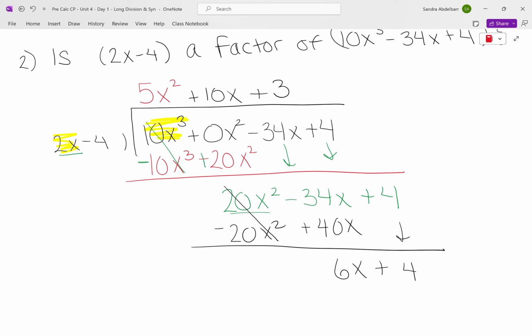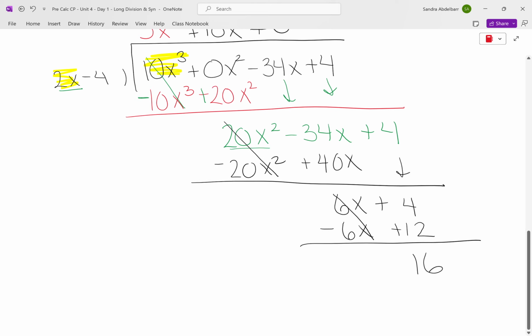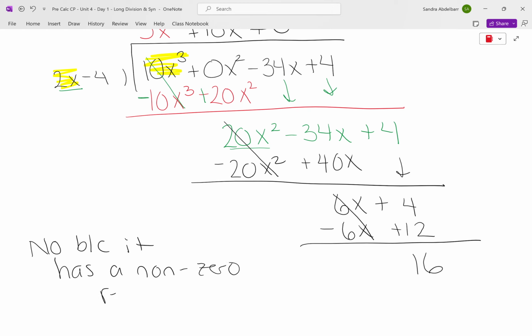2x times what will give you 6x? 3. 3 times 2x is 6x. 3 times negative 4 is a negative 12. We change everything to the opposite. The x's cancel and you're left with 16. Is it a factor? No, so you're going to say no because it has a non-zero remainder.